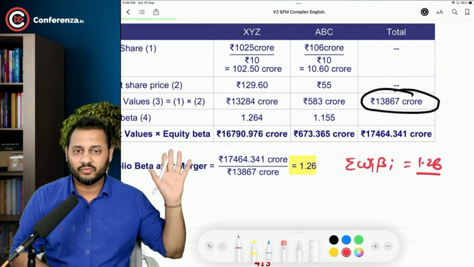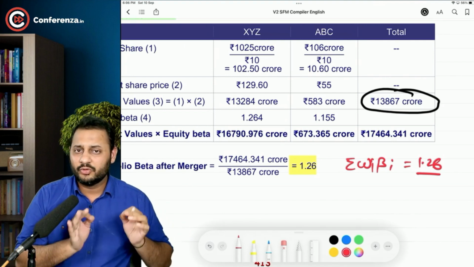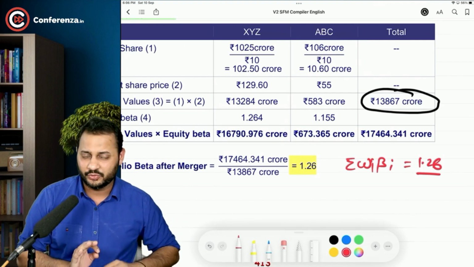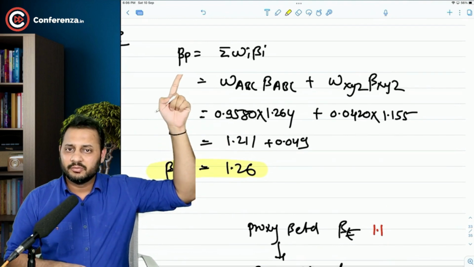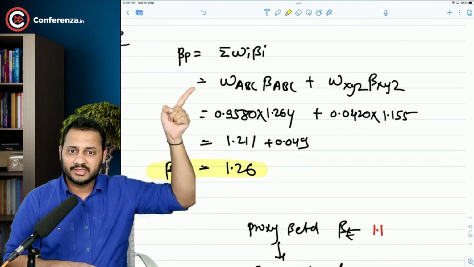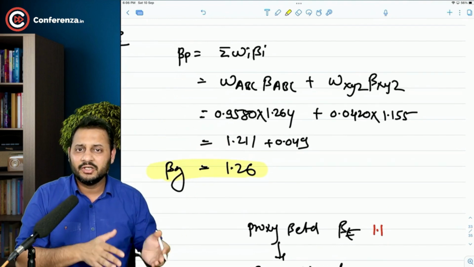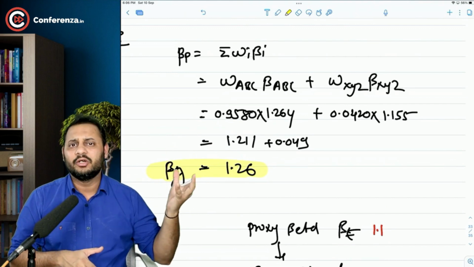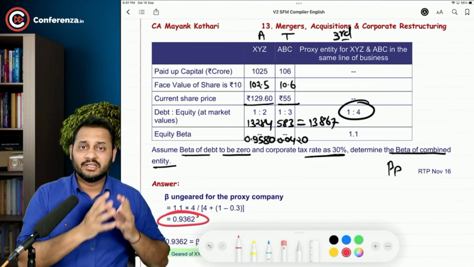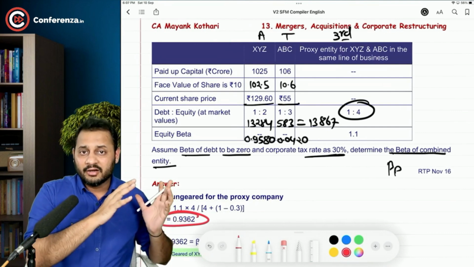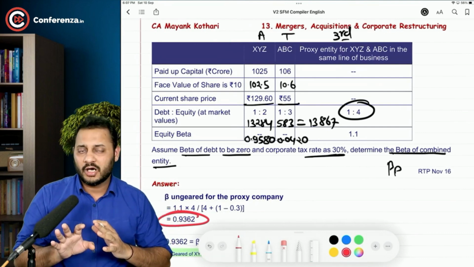So don't worry about what the institute has done. Whenever you don't understand the procedure by the institute, you just do it by your original method. This is what you learned in the portfolio chapter. The portfolio beta is calculated like weight into beta, weight into beta. Calculate the weights, calculate the beta. The only thing that we had to do in this question is we had to take the proxy beta and remove the debt impact out of it.